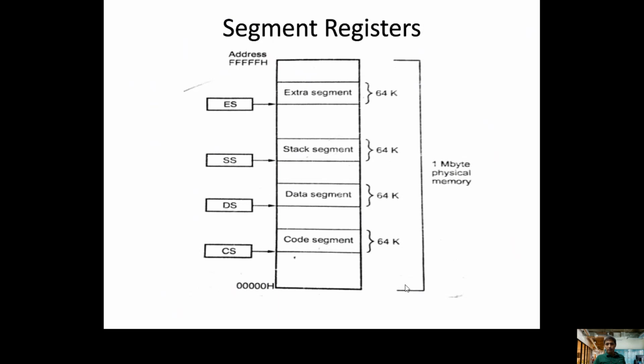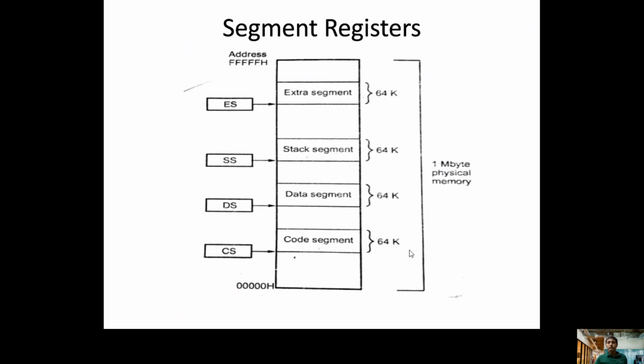Of this total 1 megabyte of memory, the 8086 can access only 4 segment memories at a time. So this total 1 megabyte of memory is divided in the form of segments: code segment, data segment, stack segment, and extra segment. The 8086 can access only 4 segment memories at a time, and the size of each segment is 64 kilobytes. So 64 plus 64 plus 64 plus 64.